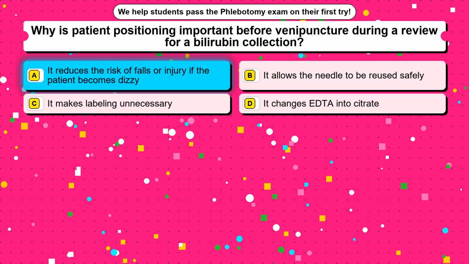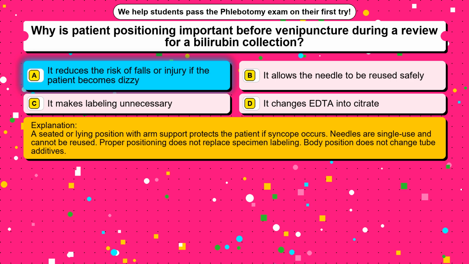The correct answer is option A. It reduces the risk of falls or injury if the patient becomes dizzy. A seated or lying position with arm support protects the patient if syncope occurs. Needles are single-use and cannot be reused. Proper positioning does not replace specimen labeling. Body position does not change tube additives.